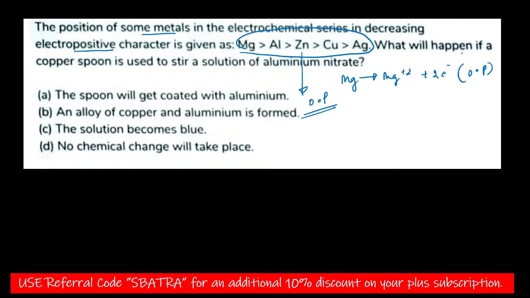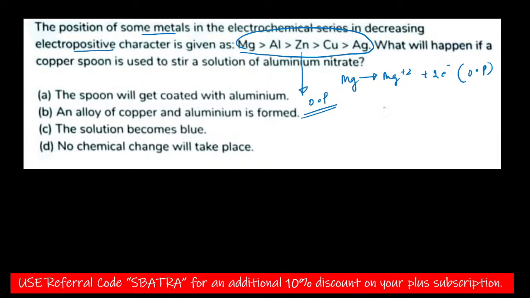What will happen if a copper spoon is used to stir a solution of aluminium nitrate? If you're stirring a solution of aluminium nitrate using a copper spoon, what will happen to that copper spoon? You need to find that out. In the first option, the copper spoon will get coated with aluminium. In the second option, an alloy of copper and aluminium is formed. In the third option, the solution becomes blue. In the fourth option, no chemical change will take place.